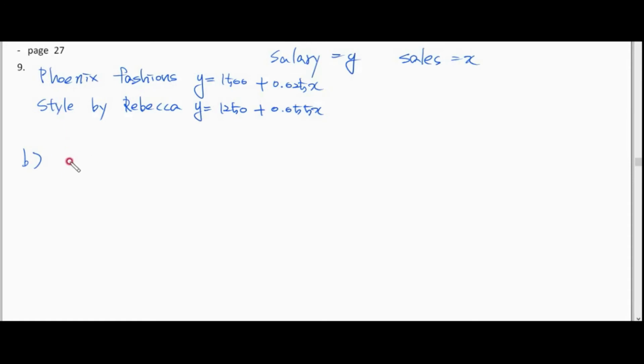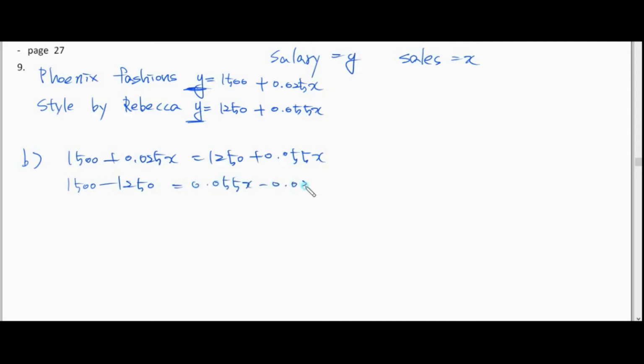Both having the same salary means the same y, so 1,500 plus 0.025x equals 1,250 plus 0.055x. Because the salaries are the same, we can just write it down like this. Then 1,500 minus 1,250 equals 0.055x minus 0.025x, so 250 equals 0.03x. Then we divide both sides by 0.03.